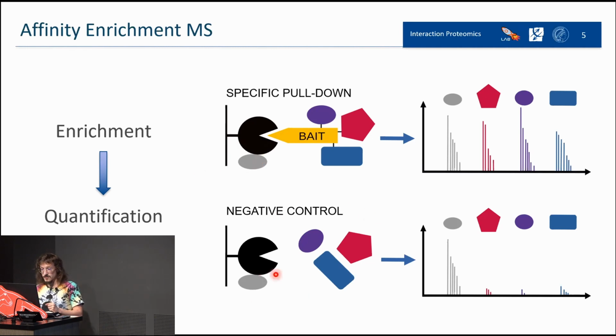In your negative control, instead, you will have all the specific binders still floating in the medium. So after you wash them, they will go away. But then the only thing that you will identify will be the unspecific binders.